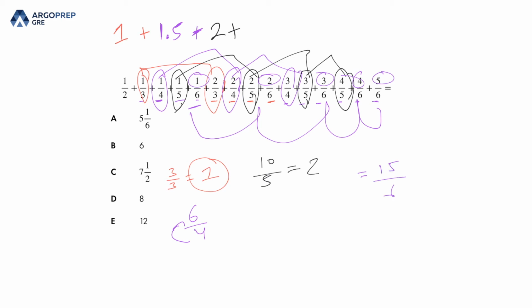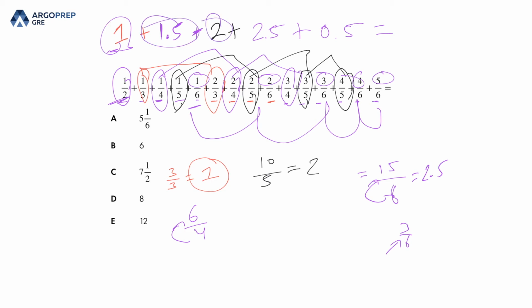And now that, of course, also reduces down to 2.5, right? 6 goes into 15 2 times, and then you have 3 over 6 remaining, which is just 1/2. So it's 2.5. Plus the 1/2 that's remaining, don't forget about that. 1/2 is just 0.5. And now just go ahead and solve that. So we have 1 plus 2 is 3. 3 plus 1.5 is 4.5. Plus 0.5 is 5, plus 2.5 is going to be 7.5, and clearly the answer choice is going to be answer choice C.